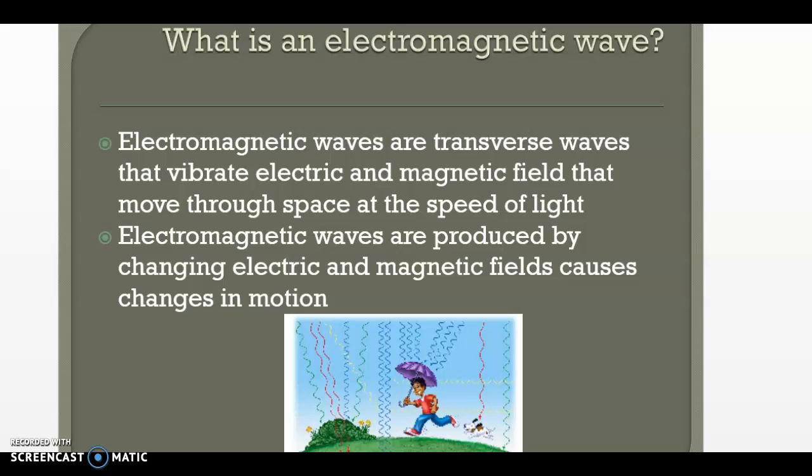We are starting a new chapter, chapter 3. It's on light waves, but light waves are not just visible light waves. Light waves are a whole gamut of things from the invisible to the visible and then back to the invisible again. But these types of waves are different in the fact that they travel as transverse waves. So they vibrate an electric and magnetic field, and they can move through space at the speed of light.